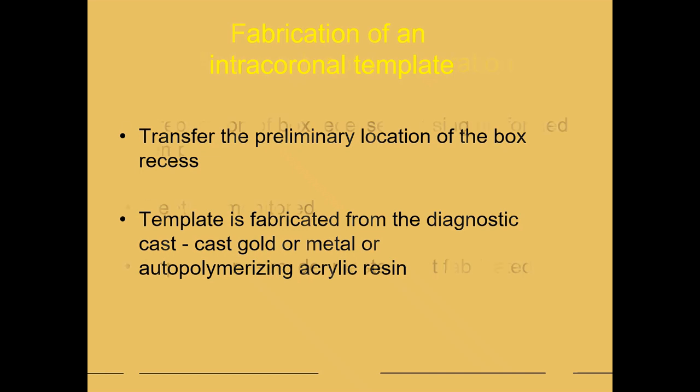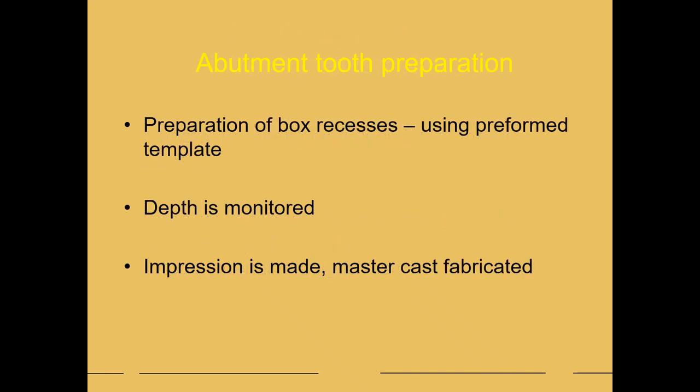Next is the abutment tooth preparation. As we have said, we have made an intracoronal template, and using this preformed template, we can prepare the box recesses on the abutment teeth. The box recesses can also be prepared freehand.